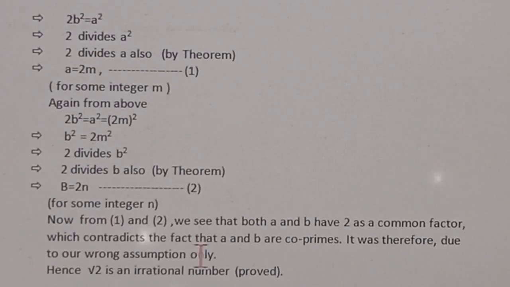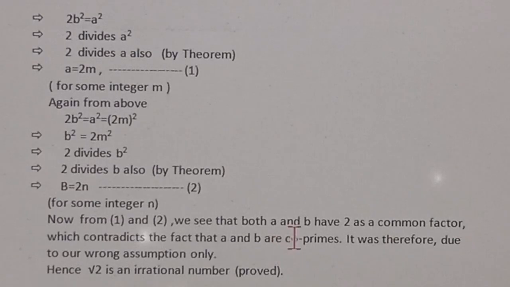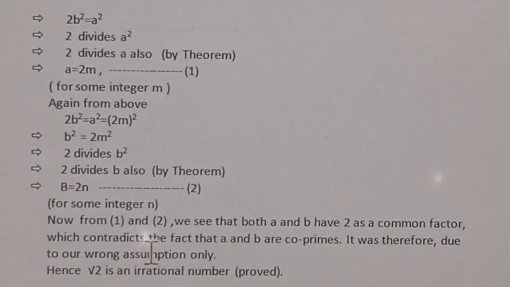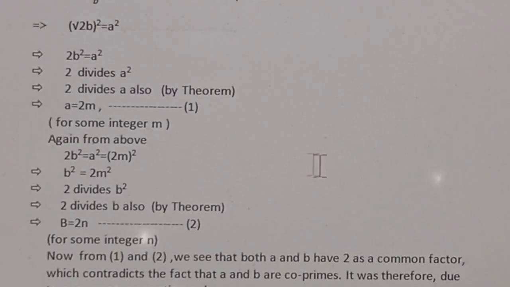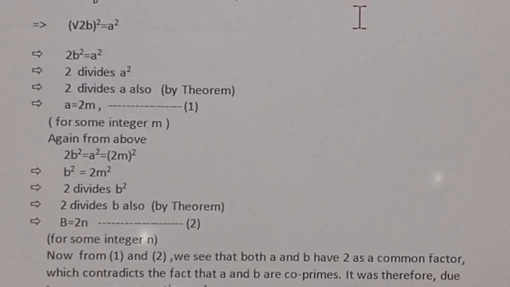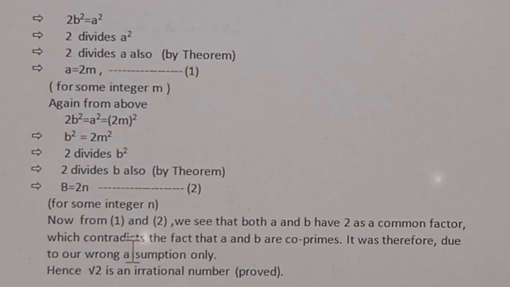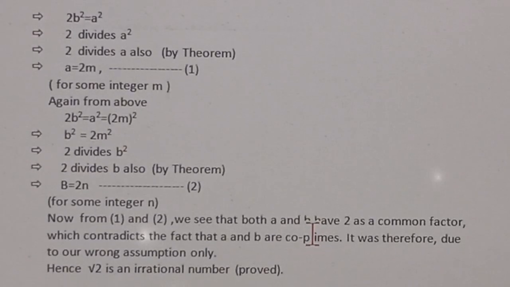Now from 1 and 2, we see that both a and b have 2 as a common factor, which contradicts the fact that a and b are co-prime. Why? Because a and b are co-prime means HCF of a and b equal to 1, but we are getting HCF of a and b as 2.